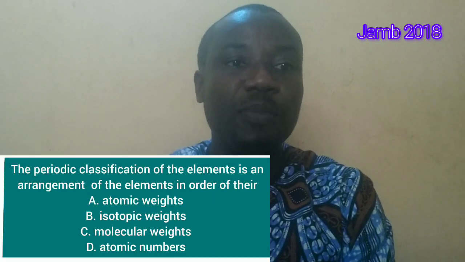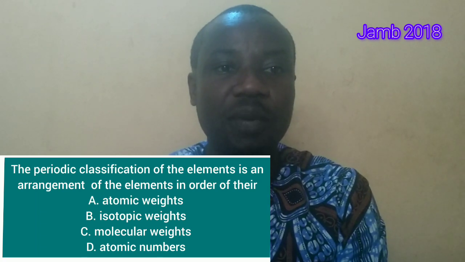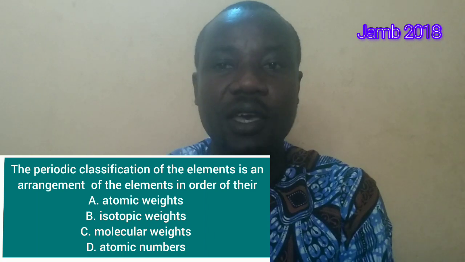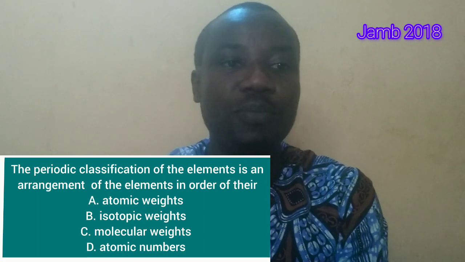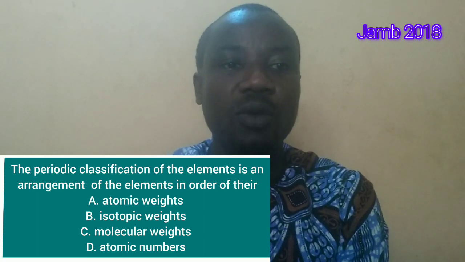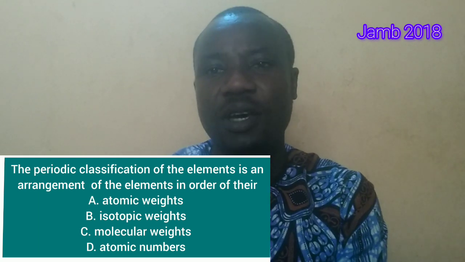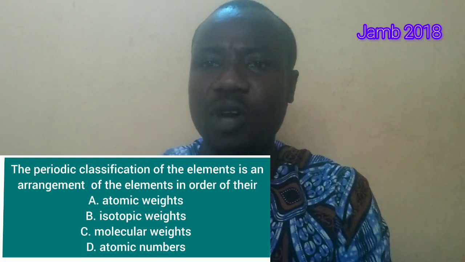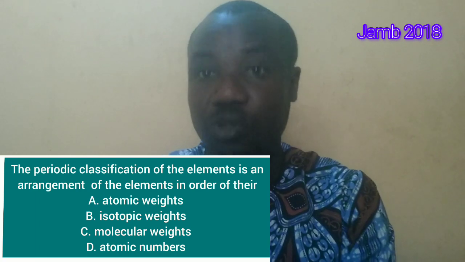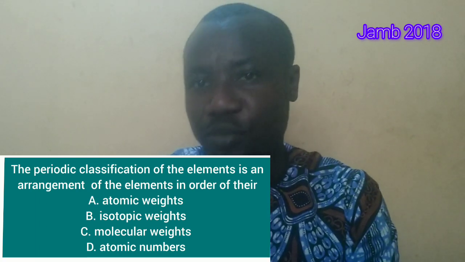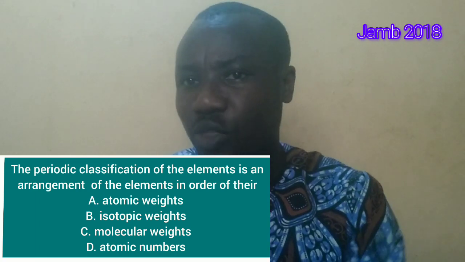Jamb 2018. Question number 1 says, the periodic classification of the element is an arrangement of the elements in order of their A. Atomic weight, B. Isotopic weight, C. Molecular weight, D. Atomic number. So looking at the question, we should ask ourselves, where is this question coming from? That is from the periodic table. And when you look at the elements in the periodic table, they are arranged according to their atomic number.